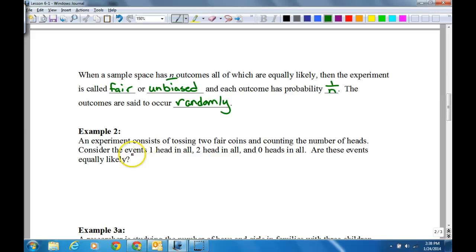Example number 2 says an experiment consists of tossing 2 fair coins and counting the number of heads. Consider the events of 1 head in all, 2 heads in all, or 0 heads in all. Are these events equally likely? So let's just talk about our possible outcomes. We could have a head and then a head, right? We could have a head and then a tail. We could have a tail, then a head, or we could have 2 tails. Those are our 4 possible outcomes in this case. Okay?